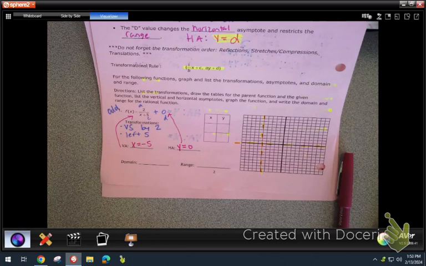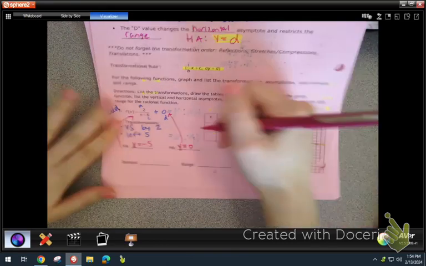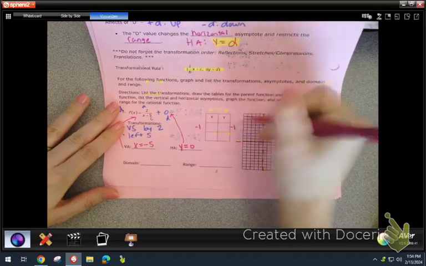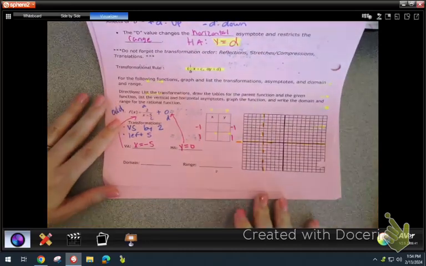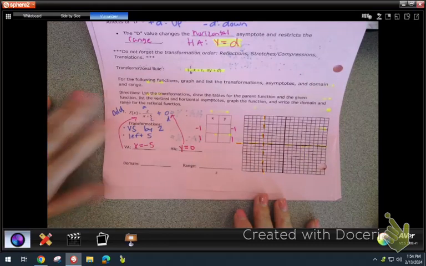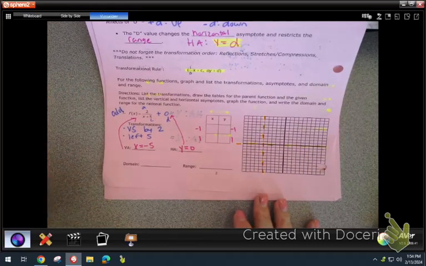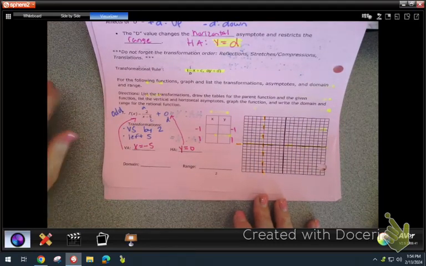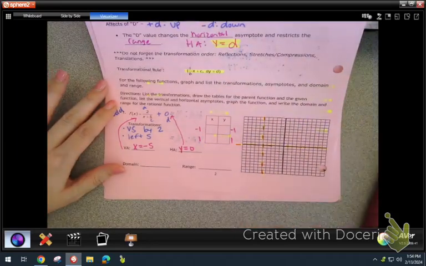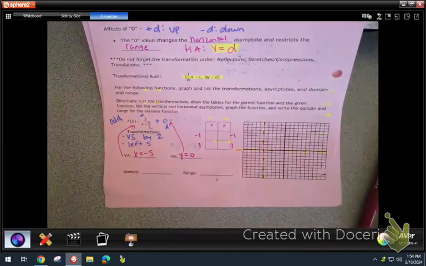Now, we really only have you do 2 points from the parent function. If you remember, those were negative 1, positive 1, positive 1. I might have put the positives first, but whatever. Okay? And then from there, let's talk about, okay, how are you going to get your new points? Well, what's happening to my x's?